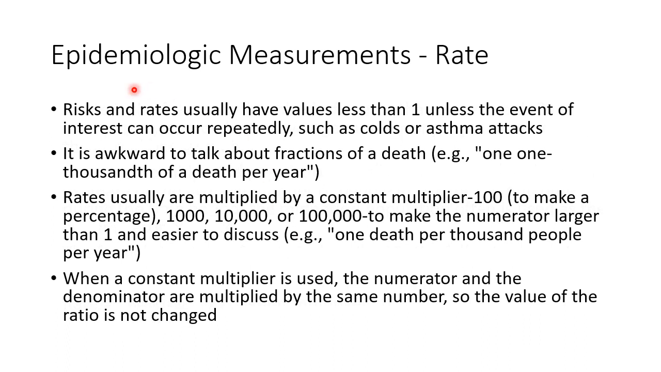So again, usually if you're looking at risk versus rates, they tend to be pretty similar with one another. Again, they should be less than 1, unless 100% of your people died or had the outcome you're looking at. And this is usually for things that only happen once. So for instance, I wouldn't want to look at asthma attacks because that can happen several times throughout the year. Death is a good one because it's very dichotomous. You either had the event or you didn't have the event.